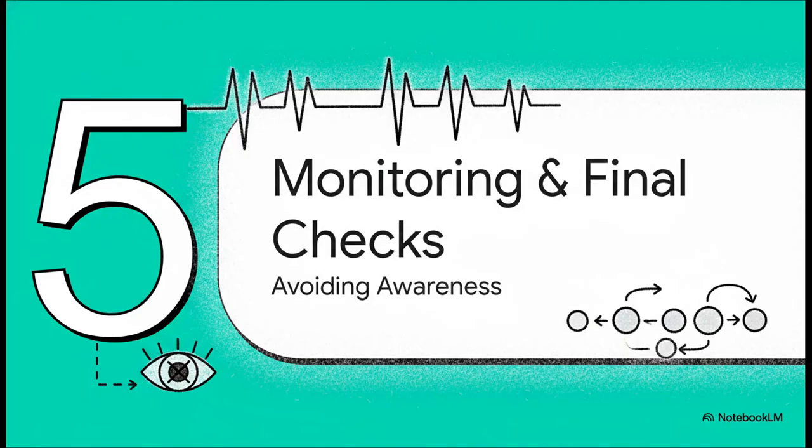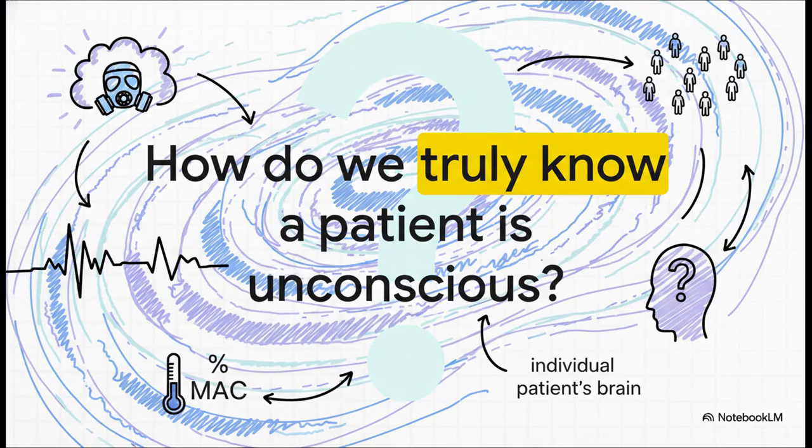And that brings us to the big one, the million-dollar question, really. How do we know? How can we be 100% sure that our patient is actually unconscious? You might think, easy, just give them 1 MAC of gas, right? But remember what we said, MAC is just an average. It tells you what works for 50% of people, but it tells you absolutely nothing about what's going on inside the brain of the unique individual lying right there in front of you.